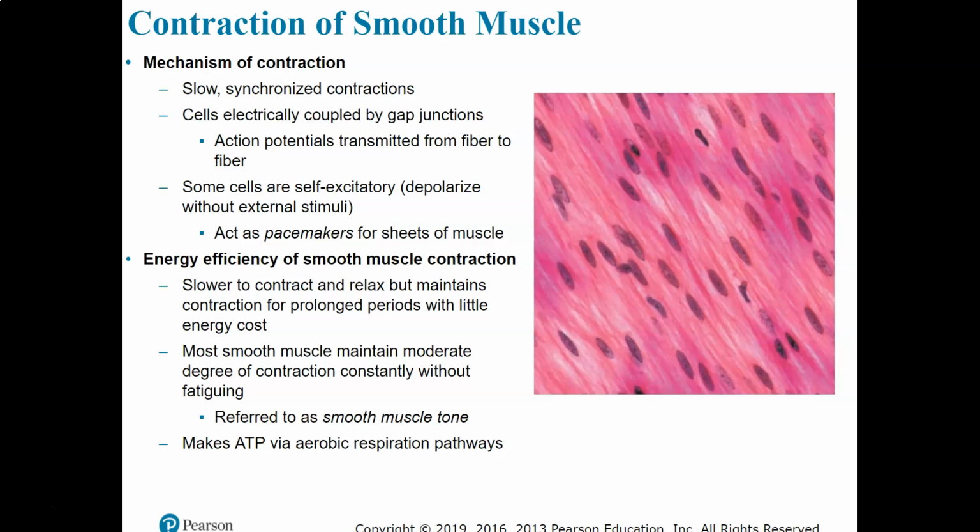The contraction of smooth muscle is very energy efficient compared to skeletal muscle. It is slower, but it's able to work for long periods of time with relatively little energy cost and without the same sort of fatigue that we see in skeletal muscle. So smooth muscle is able to constantly maintain an amount of contraction without fatiguing, and we call that smooth muscle tone. Because it's relatively energy efficient, it's able to produce energy through that relatively slow but efficient aerobic respiration pathway.